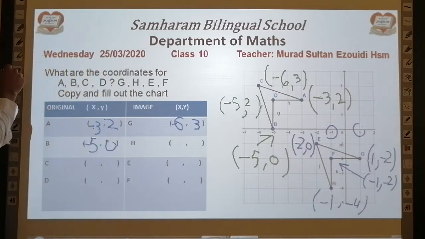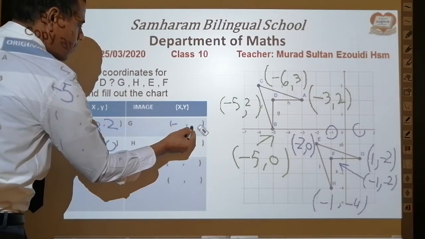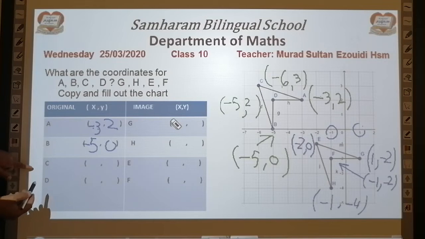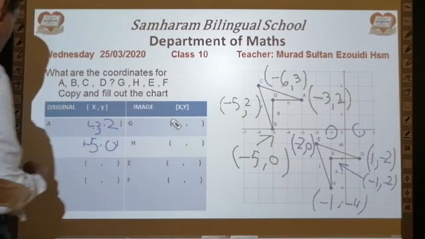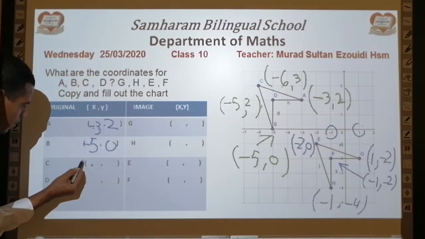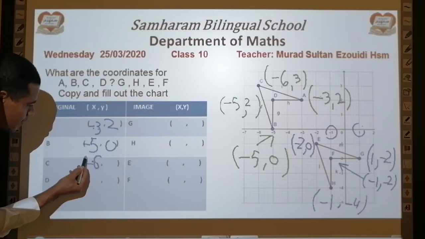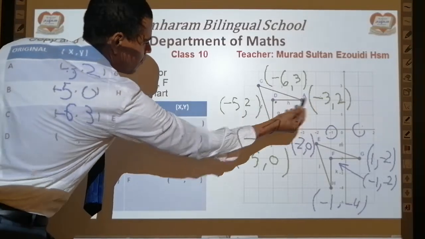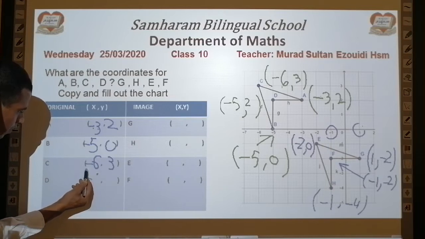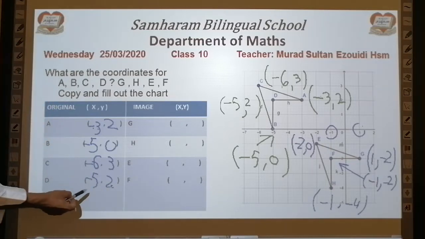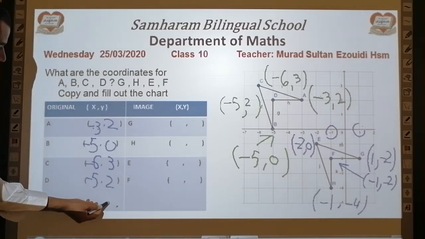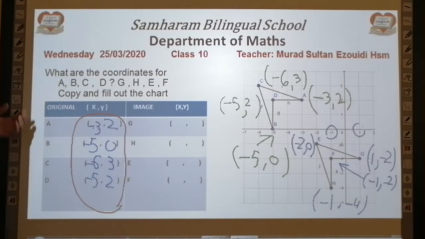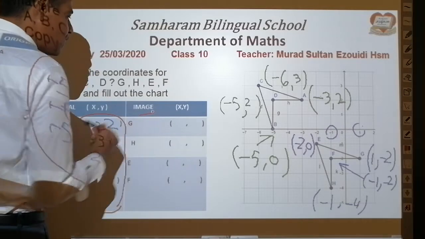So then C. C has coordinates of negative 6, 3. And D has coordinates of negative 5, 2. This is the coordinates of what, my kids? Of the original shape before translation. We will try to find the coordinates of the image after translation.